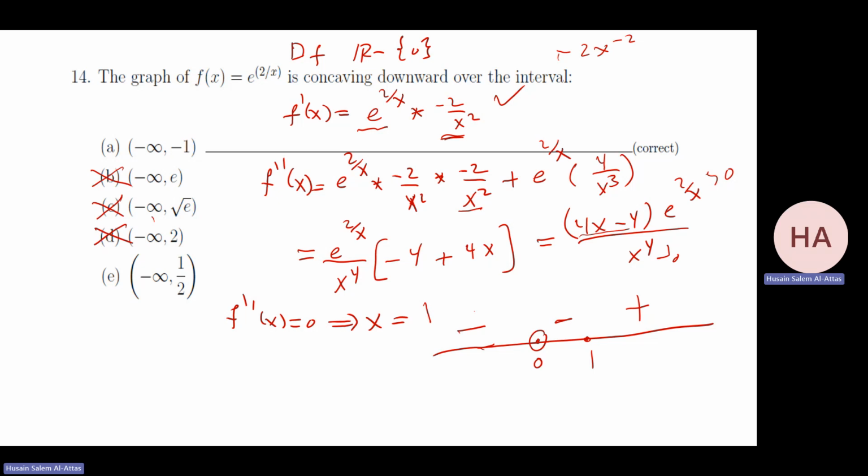Minus infinity to half. Okay, now tricky. Half is here, but I know the function is not defined at zero, so this is wrong. I cannot say from minus infinity to half. I need to say from minus infinity to zero and from zero to one. Yes, minus infinity to minus one. Minus one is here somewhere. So I can say from minus infinity to minus one, it's concave down, like what we did before. So this is correct.